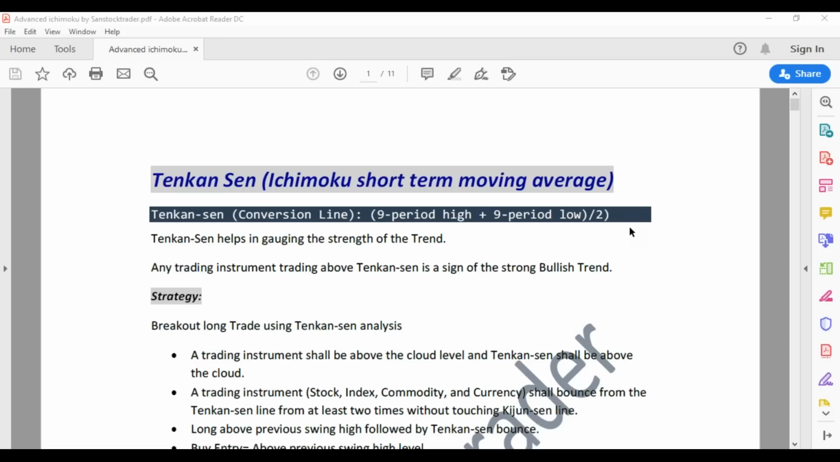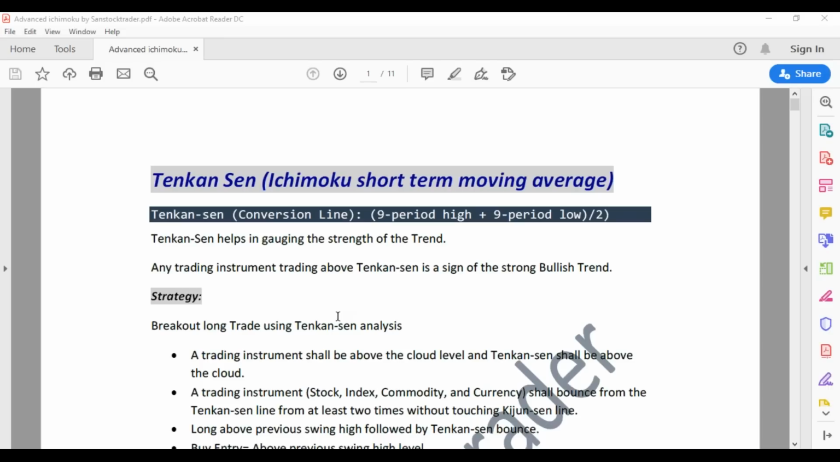Many of you must know that I'm more of a pullback trader, but there are times when I trade the breakout. So the first concept is breakout trading. How to do breakout trading? I will explain a complete system for breakout trading using Ichimoku. This entire webinar is subdivided into different sections. The first section is breakout trading using the Tenkan-sen.